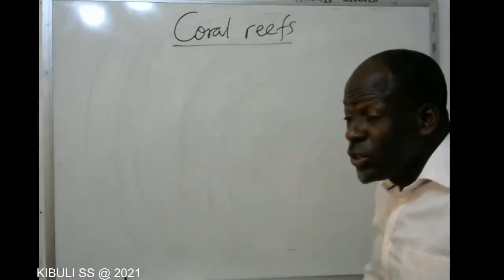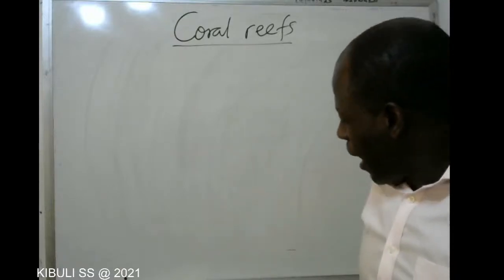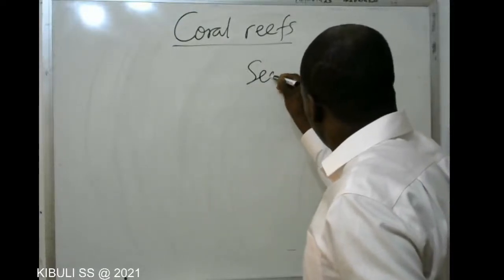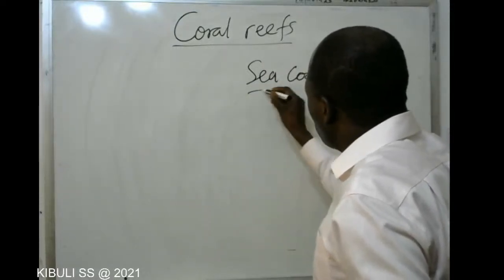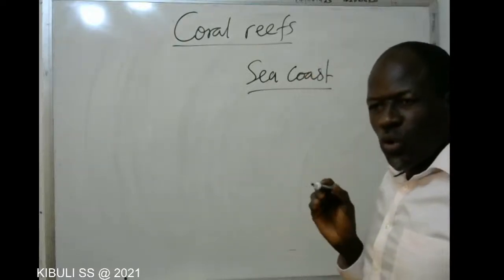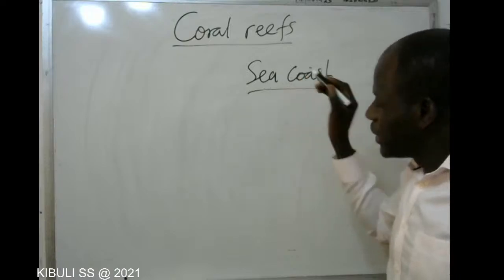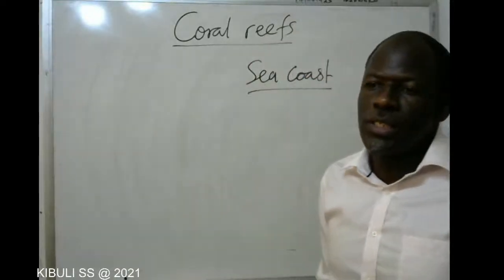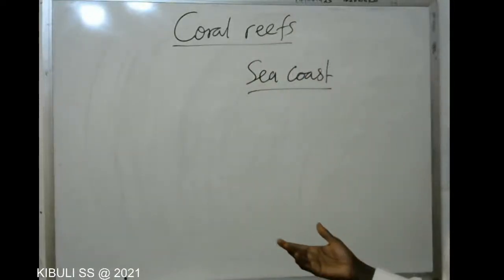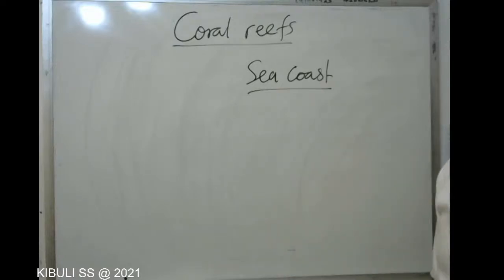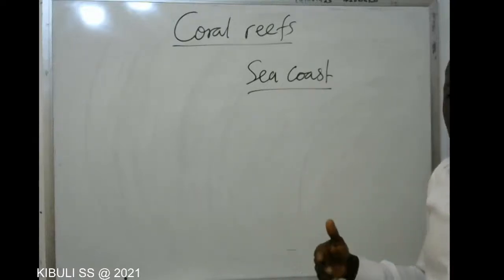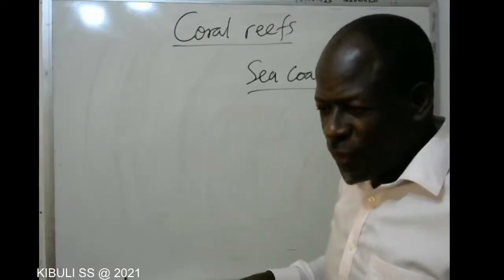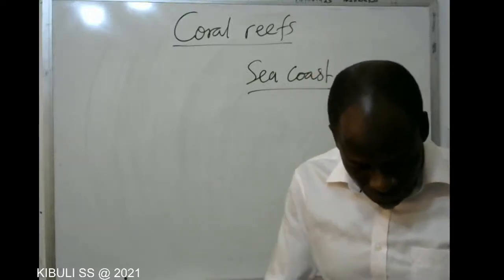So in simple terms, we are talking about rocks that form along the coast. And here we are specifically talking about the sea coast. We're not talking about lake shores, because lakes have fresh water. So we are only talking about the land that borders the ocean or the sea, not the lakes, because we cannot talk about coral reefs along the shores of Lake Victoria or Lake Albert, because these have fresh water where the conditions of freshness cannot allow the formation of coral reefs, as we shall see.